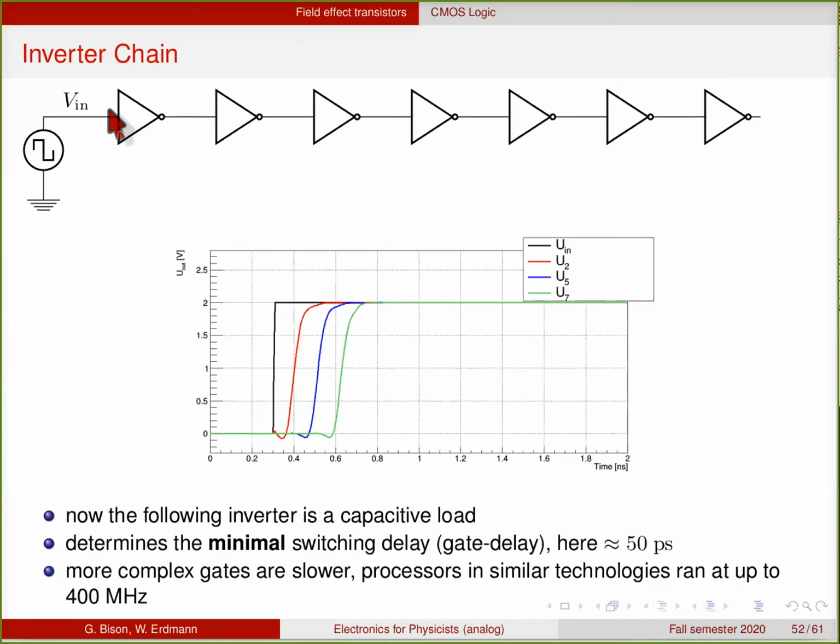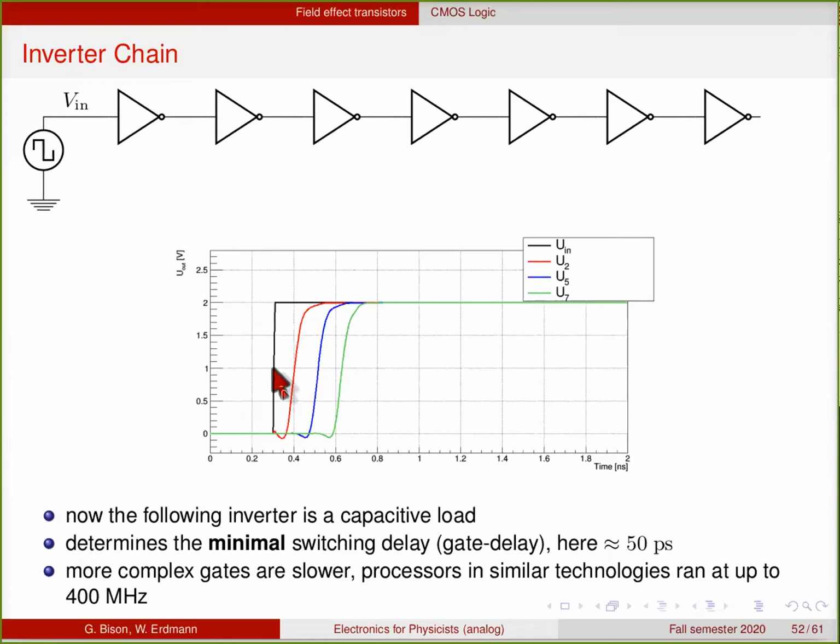Now let's look at a chain of such inverters. Each inverter is the capacitive load to the one before, and the time delay in such a chain determines, so to speak, the minimal switching delay, which tells you how fast such a chip that is made out of such transistors can work at all.